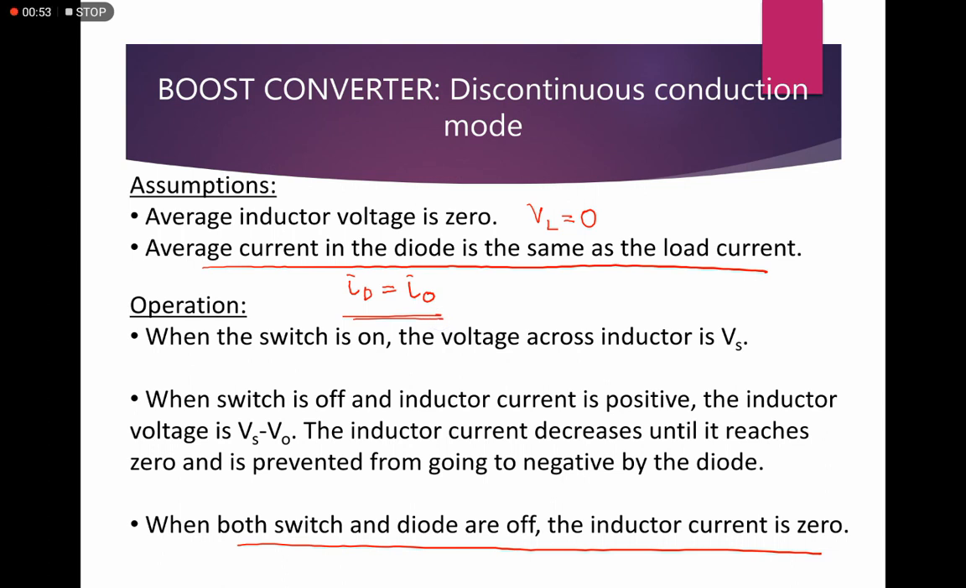The operation for DCM is basically divided into 3 parts. The first mode is when your switch is on and your diode becomes reverse biased. The second mode of operation is when your diode becomes forward biased and your switch is off. And the third operating mode is when both switch and diode are off, whereby in this mode the current as well as the voltage will be 0.